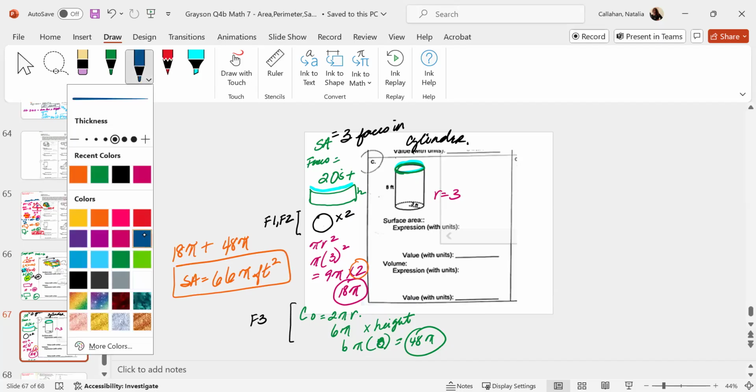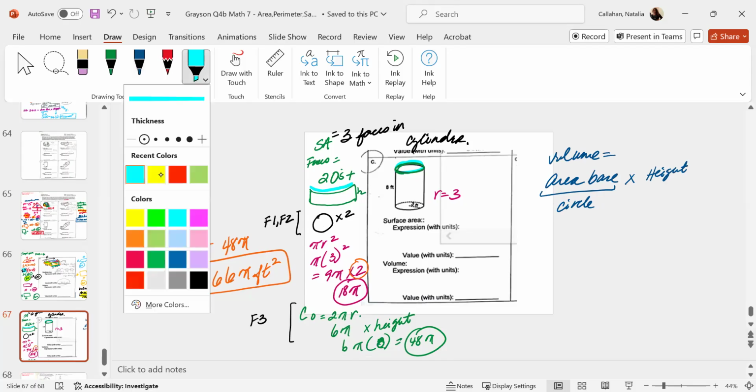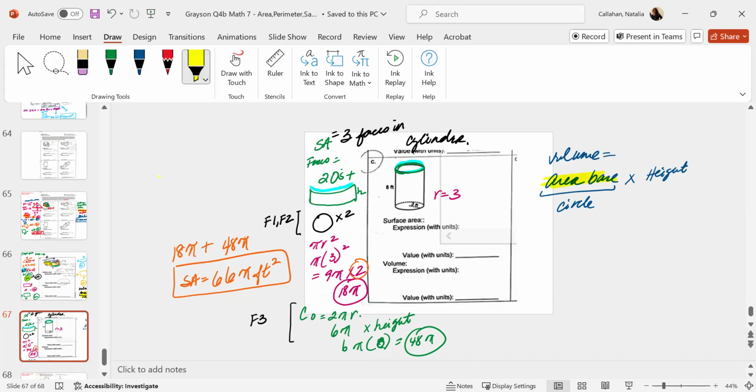Now, let's move on to the volume. To find the volume of a cylinder, again, it's the area of the base. And what's the shape of the base? Circle times what? Height. Height times height. Yeah. What's your area of the base of the circle?